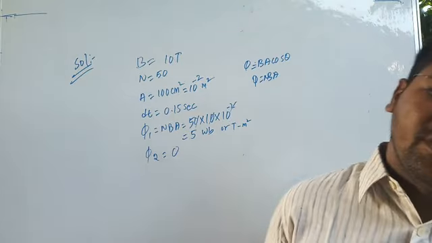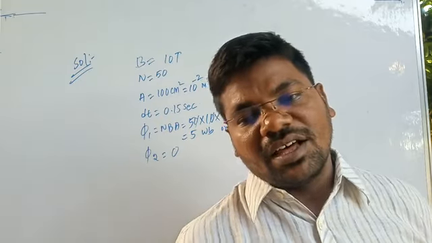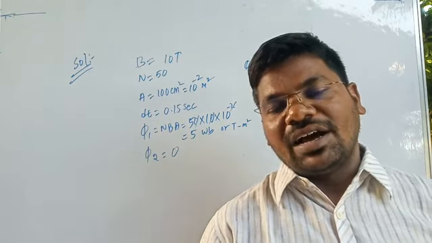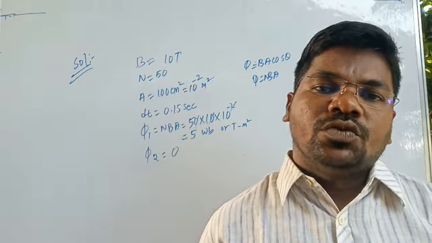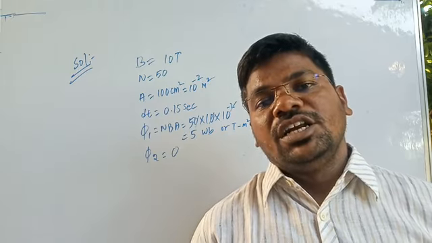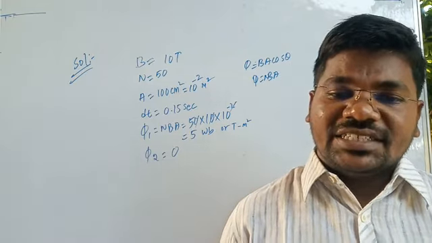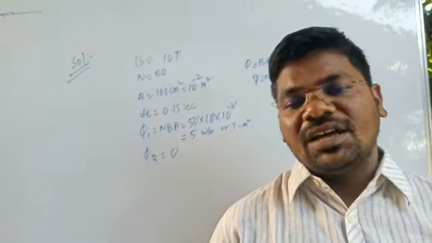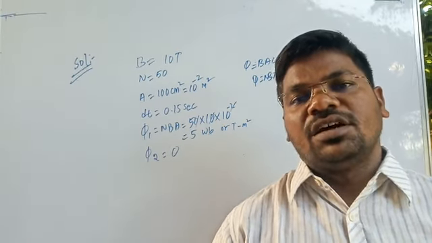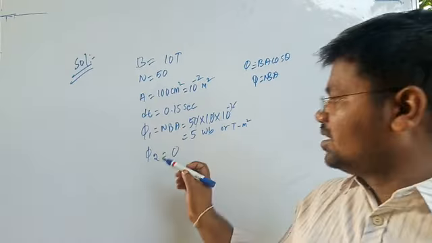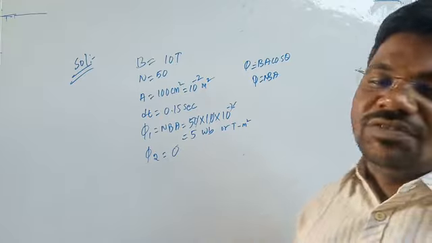And flux 2 becomes 0. Flux 2 becomes 0 means when the magnet is removed from the coil, there is no magnetic field, so there is no magnetic flux. Okay, understand? Phi 2 becomes 0.